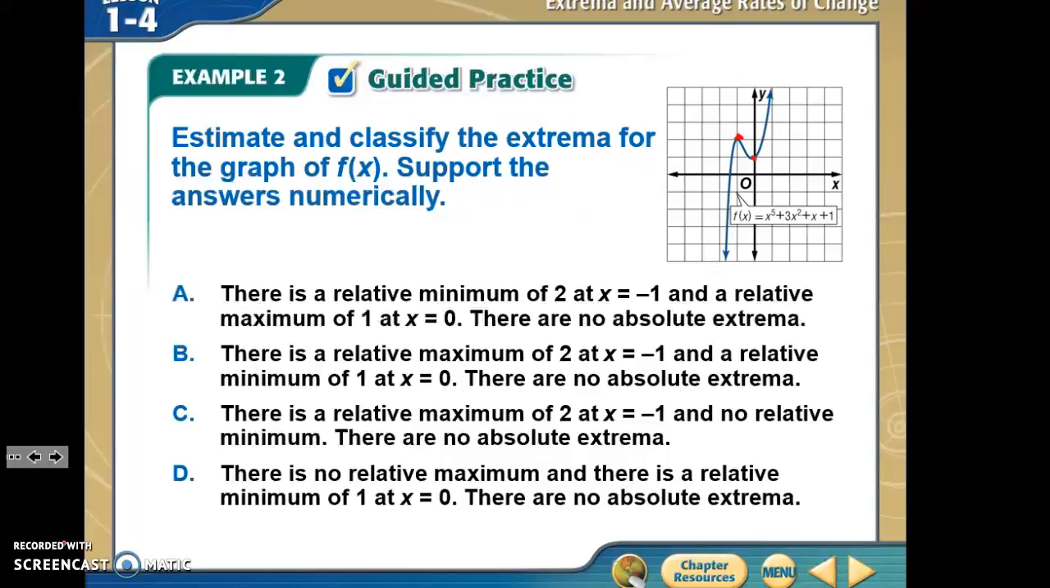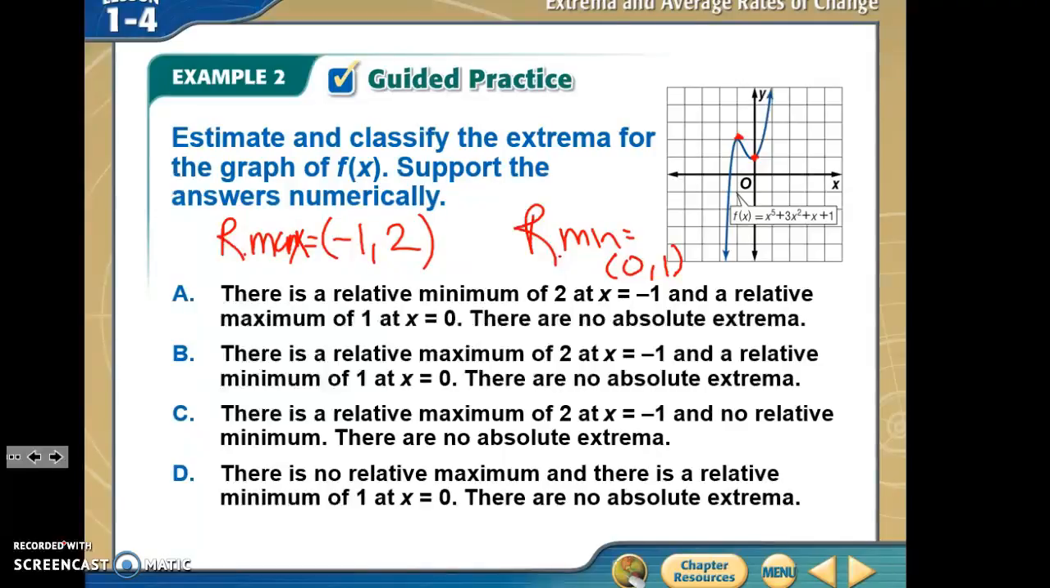All right, so what's this point here? So that's a relative max. And then our relative min is here. And so that is at 0, positive 1, correct? So here this is saying that we have a relative min at -1, 2, and a relative max at 0, 1. So x equals -1?